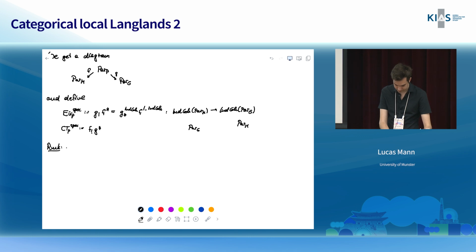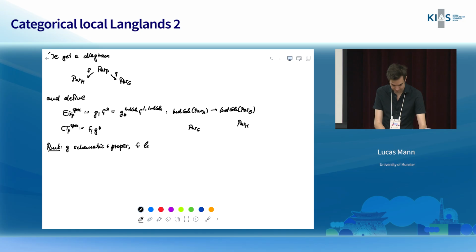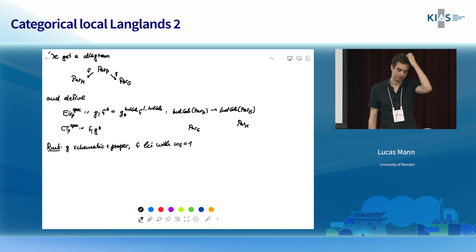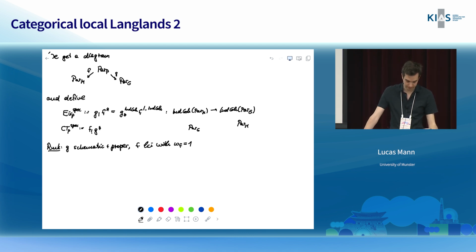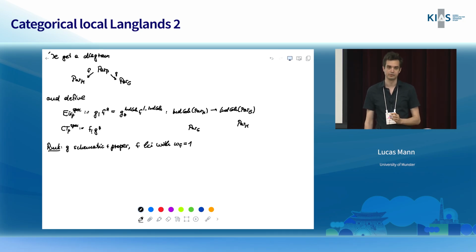So first, I already said that par P is derived in general. But also, this map from par P to par G is schematic and proper, and f is LCI with trivial dualizing sheaf. And this simplifies a lot in general. I think we've seen this Eisenstein functor before, last week in David's talk, and I think he just defined it as a pull and then lower star. And because of these properties, that's the same as what I just wrote.